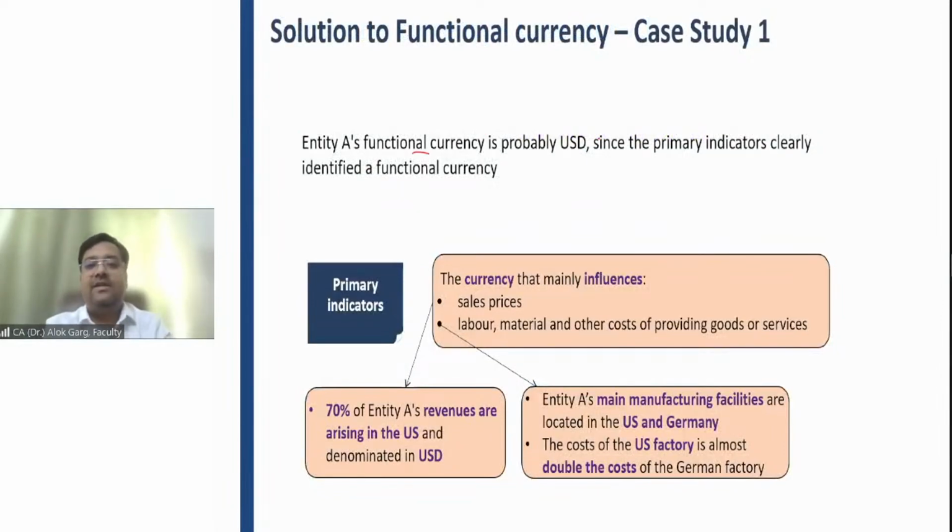Entity A's functional currency is probably USD. The primary indicator clearly identified a functional currency. What is my primary indicator? The currency that mainly influences the sales prices, labor, material, and other cost of providing goods or services. 70% of entity A's revenue are arising in US and denominated in US dollar. Entity A's main manufacturing facilities are located in US and Germany. The cost of US factory is almost double the cost of German factory. Right? Is that clear?